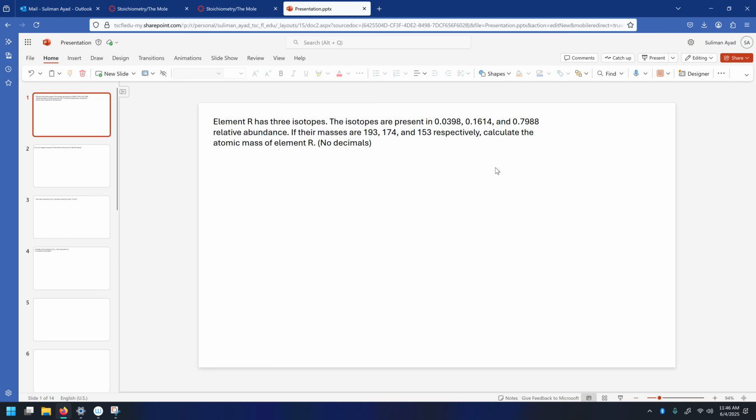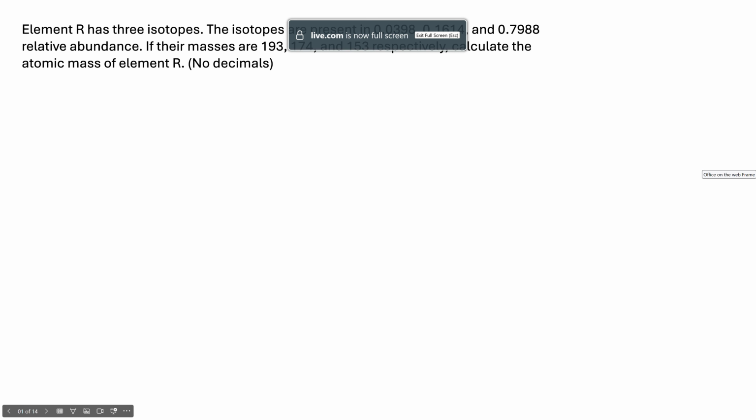The first couple of questions are not like the others. They're just going over how we find our atomic masses given a series of different isotopes. So let me hop into presenter mode here. Okay. Element R has 3 isotopes. They are present in 0.0398, etc., relative abundance.